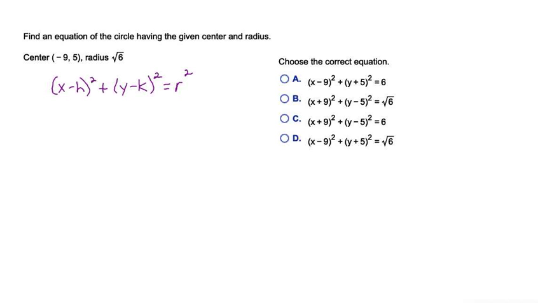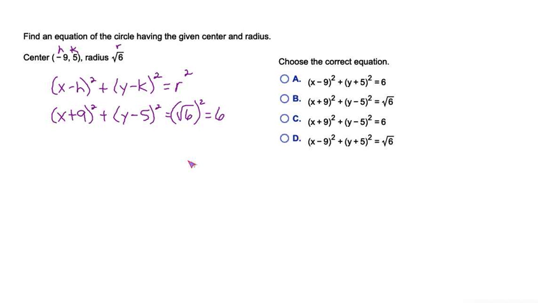So let's say the center is the point (h, k) and the radius is r. All I have to do is substitute in for these. So I get x minus a negative 9, that's going to be x plus 9, squared, plus y minus 5, squared, equals the radius, which is square root of 6, squared. The square root and the square are going to undo each other, and that's just going to give me 6. Or you could square it, you get the square root of 36, which again is 6.